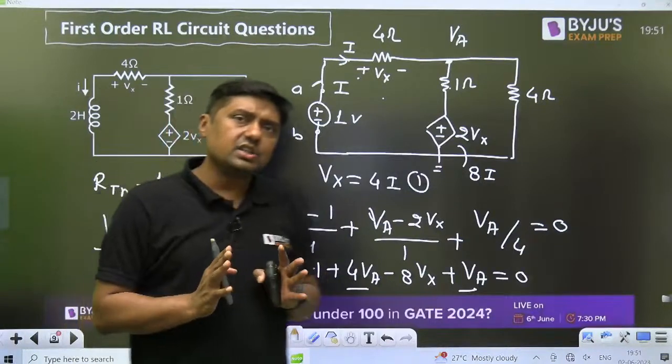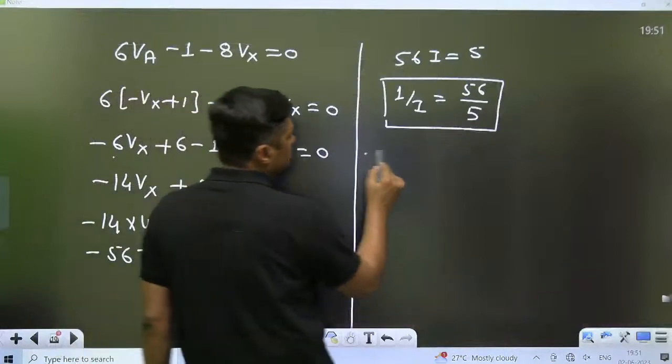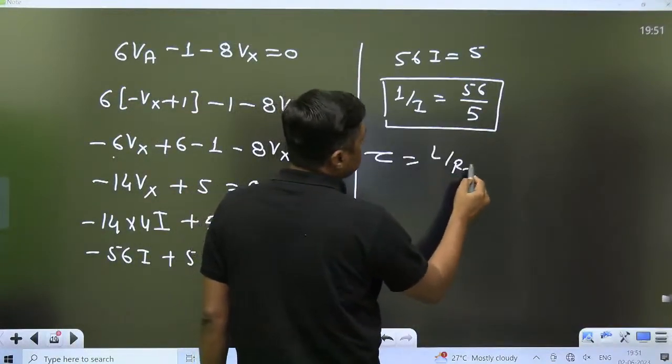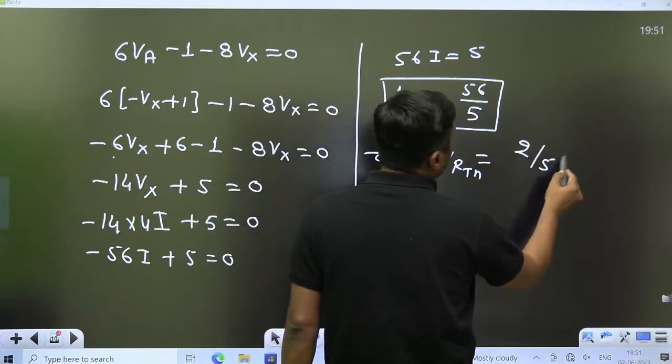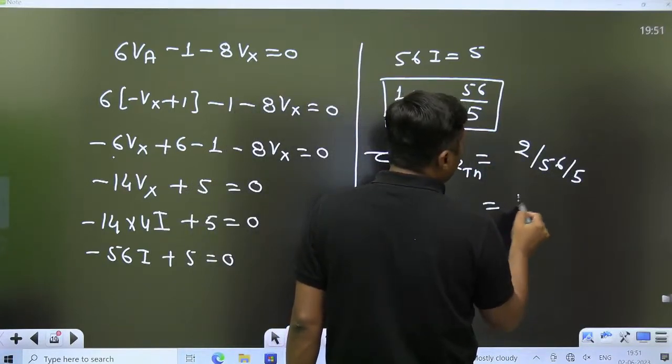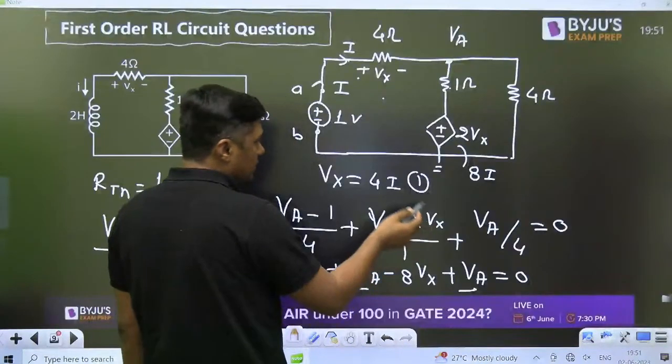Once RTH is known, L is known, what is the time constant? L by RTH. Now what is the L? 2. RTH is 56 by 5. It will become 10 divided by 56. So what is the equation here?